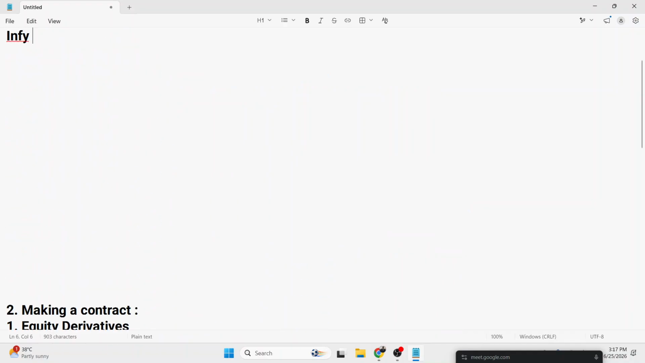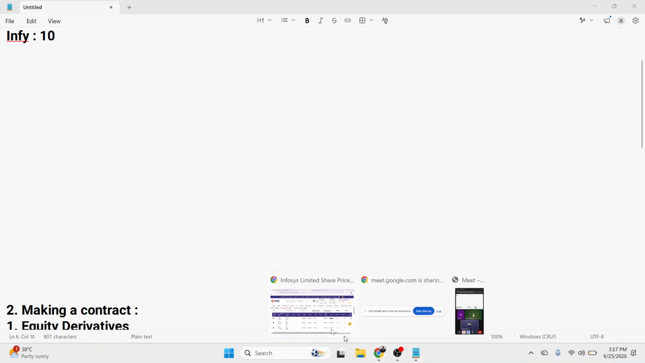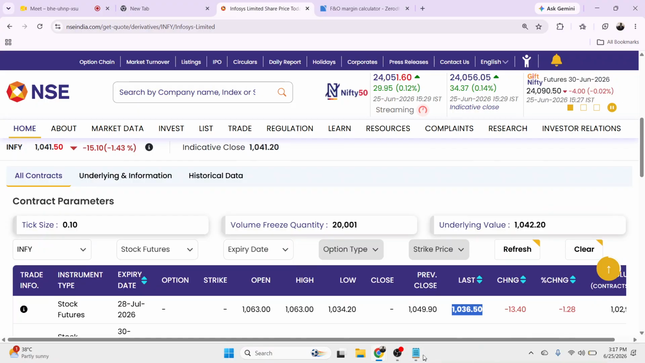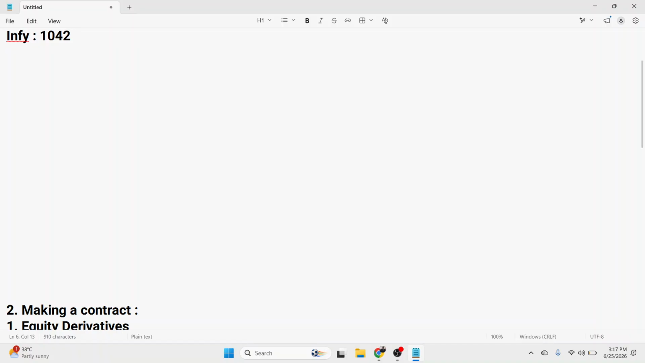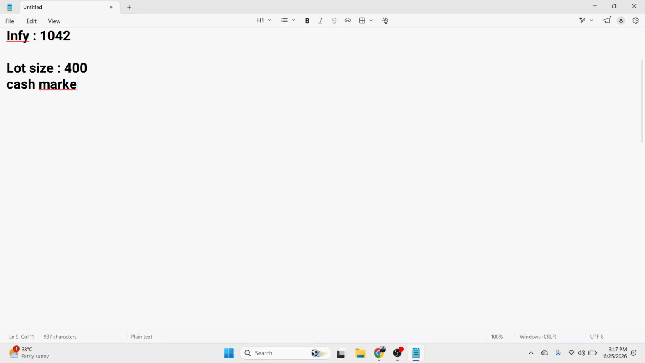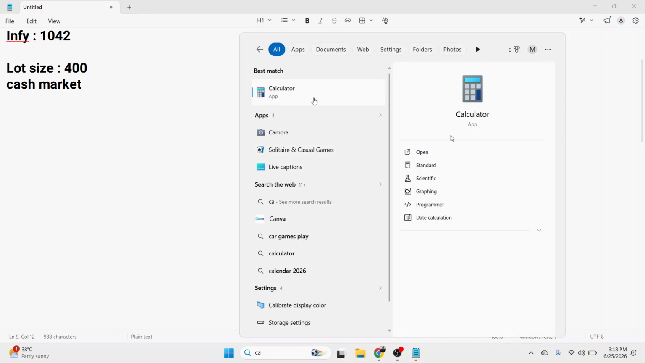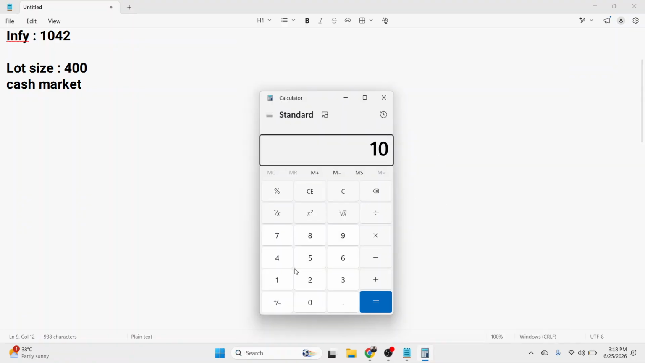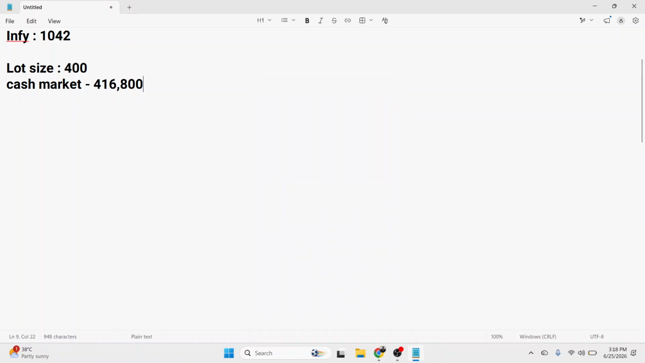Like Infosys is currently trading around 1042, let's assume, okay, it would be 1042. And the lot size of Infosys is 400. So if you purchase 400 shares in the cash market, you have to pay 1042 multiplied by 400. It means you have to pay 4,16,800 rupees to buy 400 stocks of Infosys. Same thing, we can go for the stock future.